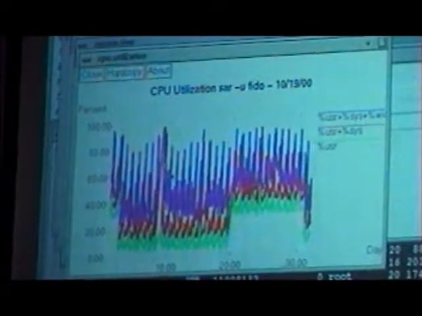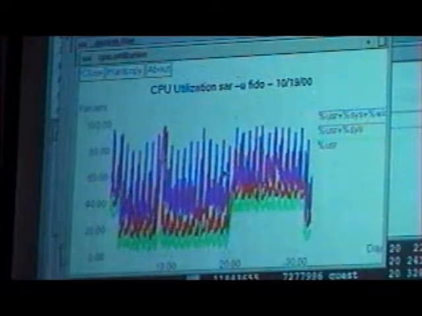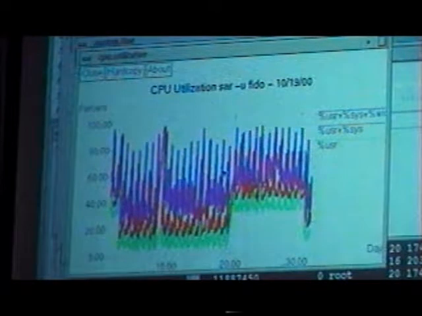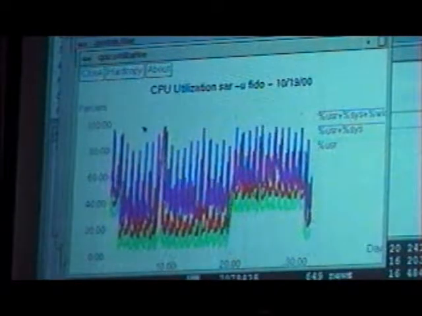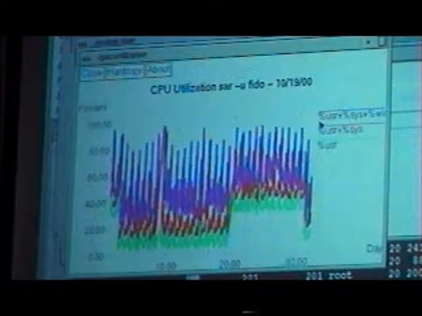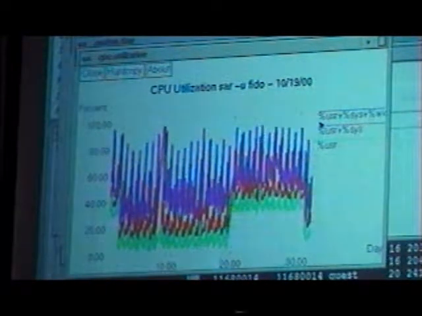And then riding on top of that is my blue, which is my wait IO. Now, 2 years ago when I started tuning the system or making the recommendations, the blue was a straight line across the top. It was always IO bound. And we mostly changed file system buffer cache and also did some minor disk changes.